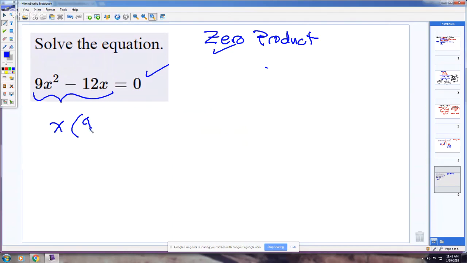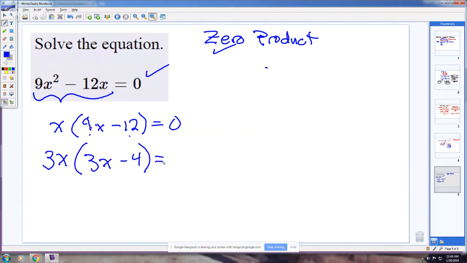Minus 12. And then I ask myself again, is there anything else I can factor? And then it hits me, oh, 3 goes into both of those. So I already have an x out here. I can pull the 3 out too. 3 goes into 9 3 times. 3 goes into 12 4 times. Okay. So now I've factored it completely.